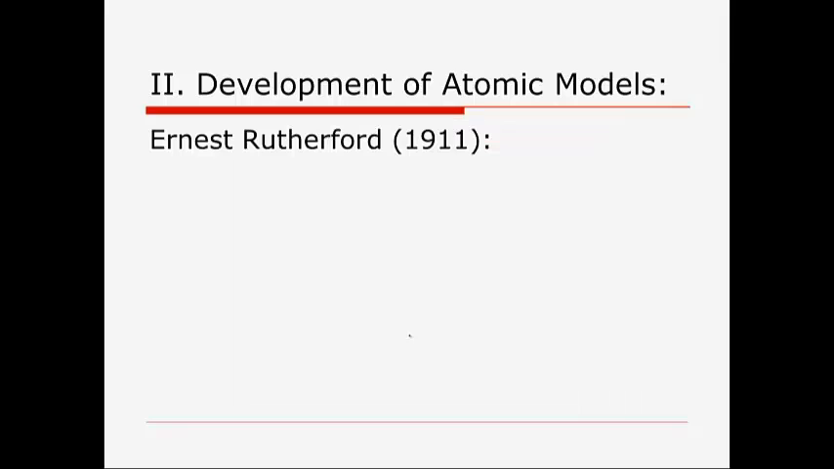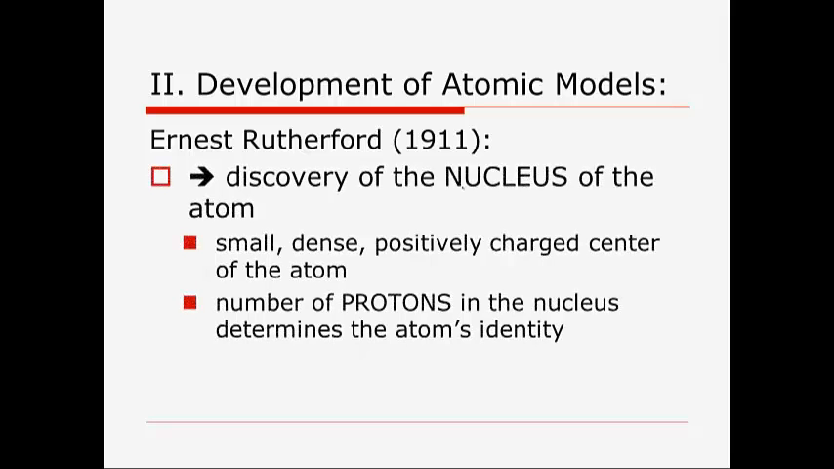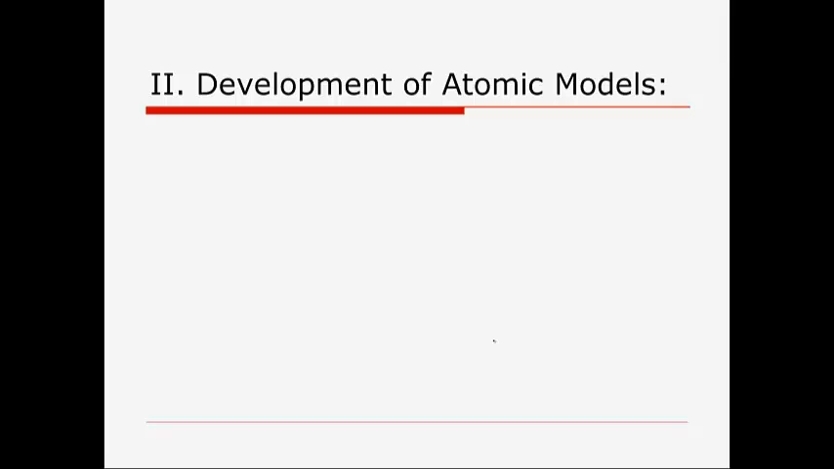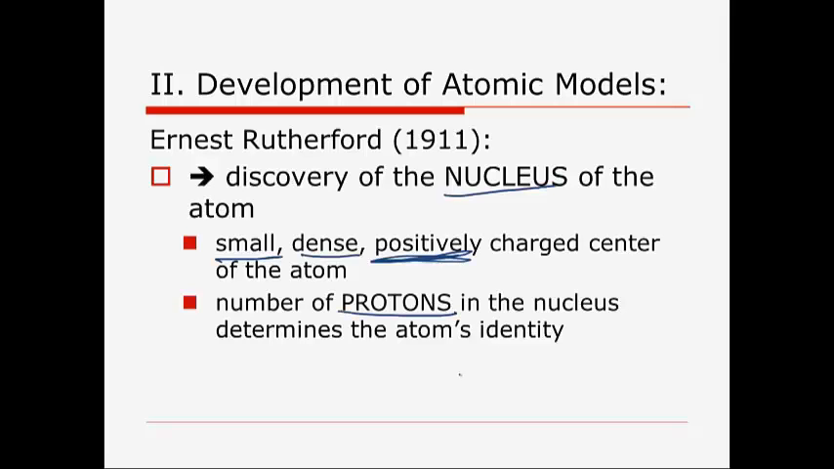So what he figured out then was that there must be something called the nucleus. Okay? The nucleus must be small because most of the particles went straight through without being deflected. They had to be dense, and they held a positive charge. Okay? So the rest of the atom was pretty much just empty space. The number of electrons in the nucleus determines the atom's identity. Sorry, number of protons in the nucleus determines the atom's identity.